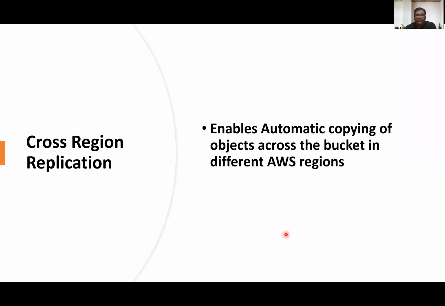Cross region replication. Right now we are talking about S3. S3 supports cross region replication, which means it enables automatic copying of objects across buckets in different AWS regions.